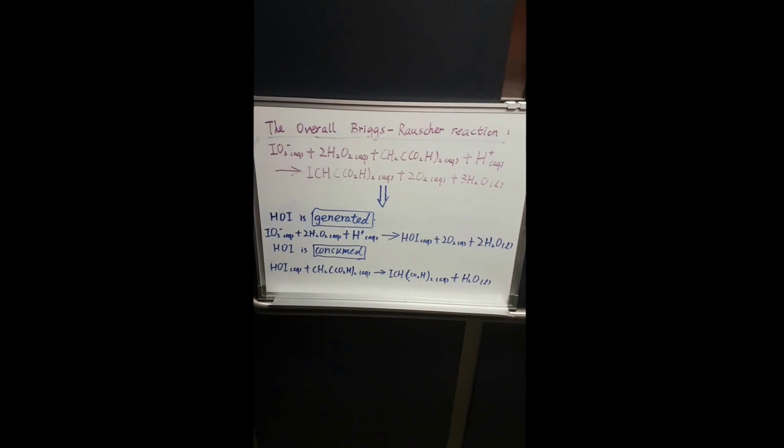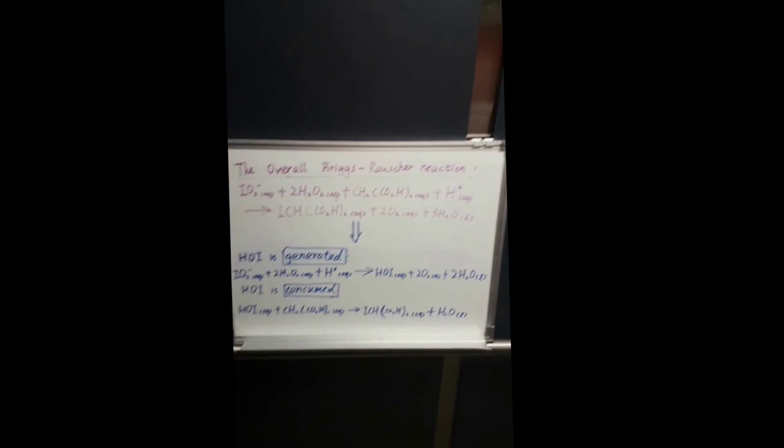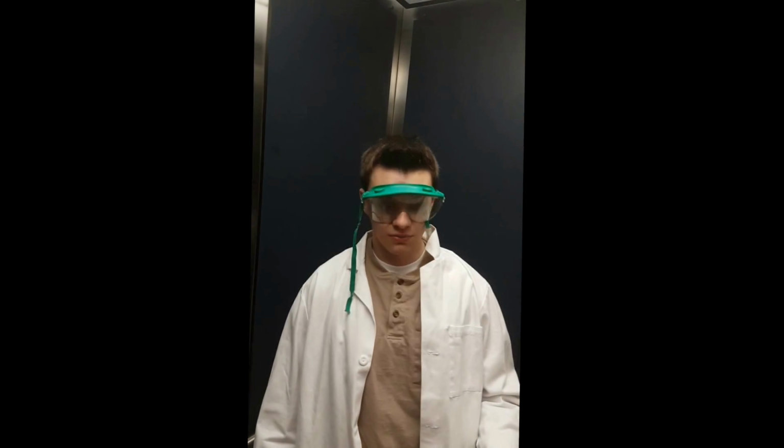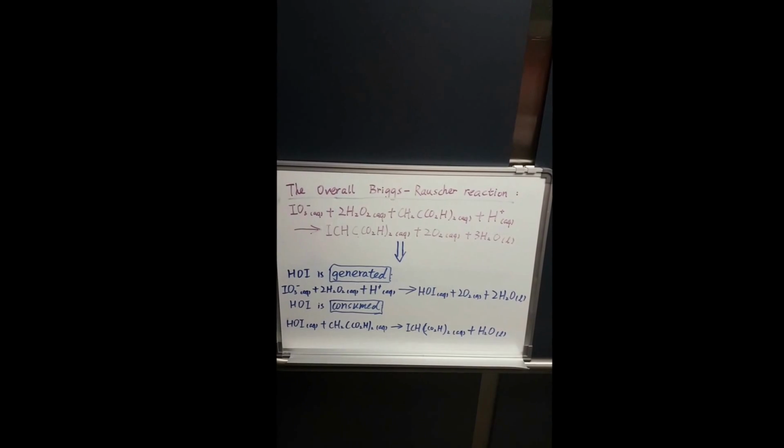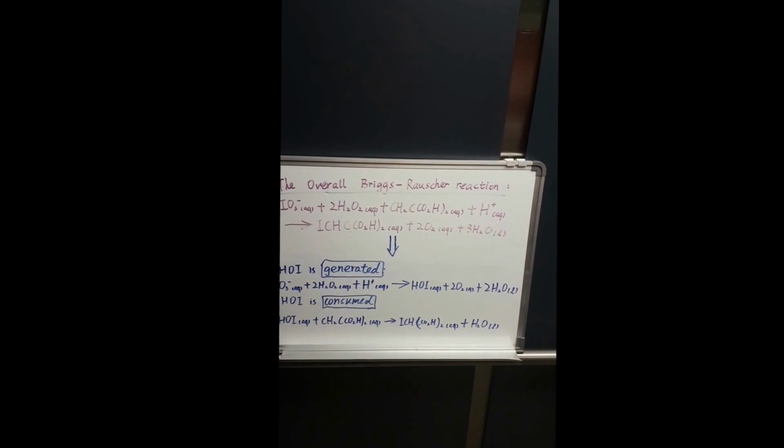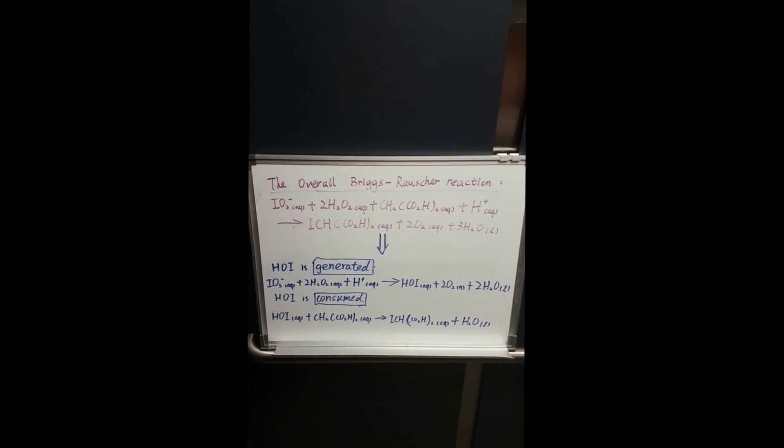When the I2 and I- concentrations are high, the solution is blue. When I2 is high and I- is low, the solution is yellow. And when I2 is low and I- is high, the solution is colorless. The oscillations continue until either malonic acid or iodate ions are consumed.